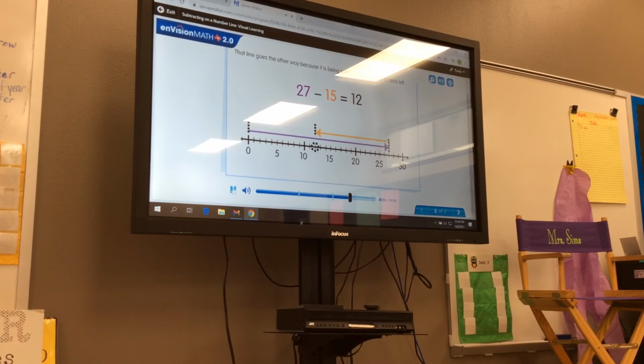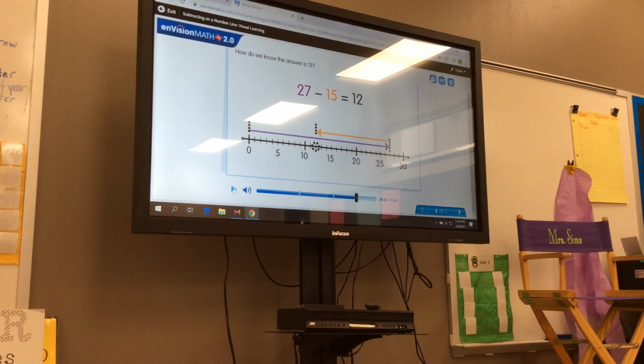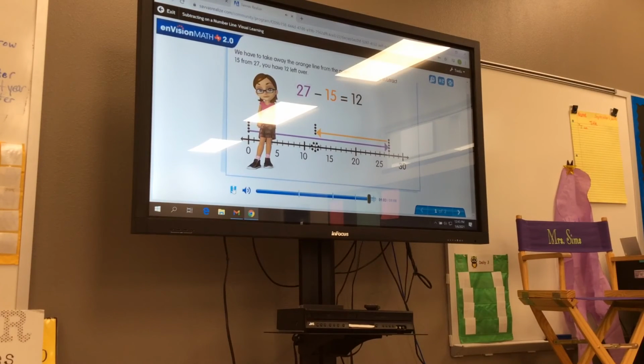How do we know the answer is 12? How do I know it's 12? Not because it says so in your book. Caleb. You counted each number when you're going backwards. Because 12 is what I landed on after I subtracted 15. We have to take away the orange line from the purple line. When you subtract 15 from 27, you have 12 left over.